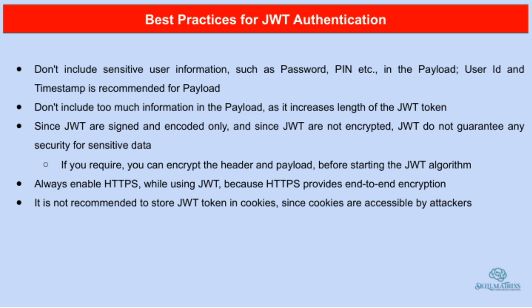The second part is the payload, containing the claims or user information, like user ID and name. The third part is the signature, created by hashing the header and payload with a secret key, ensuring the token's integrity and authenticity. Now, moving to the key points on this slide, we see the hashing algorithms listed here, such as HMAC with SHA-256, RSASSA with SHA-256, and ECDSA with SHA-256.